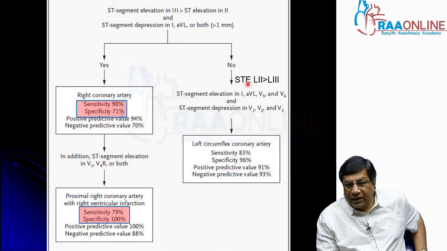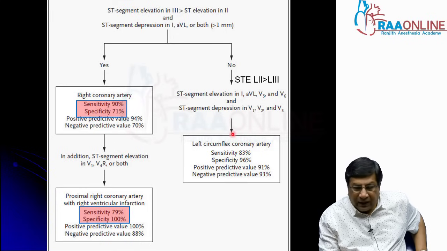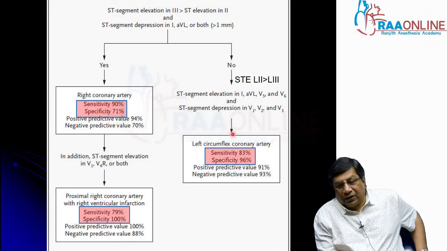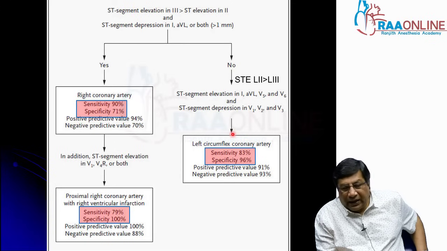So if your ST elevation in L2 is more than L3, but you have ST elevation in L1, AVL, V5, V6 indicating lateral wall infarction, and there is ST segment depression in V1 to V3 telling you a posterior wall infarction, these signs to predict left circumflex lesion once again have very high sensitivity and specificity. So in contrast to the LAD occlusion ECG signs, locating the left circumflex and right coronary lesions will have more sensitivity and specificity.